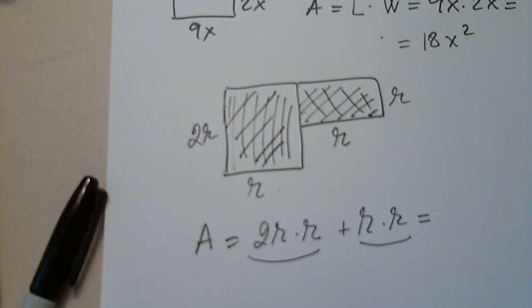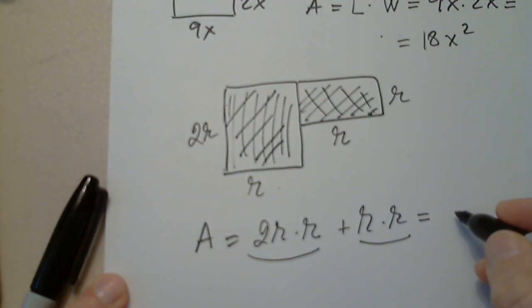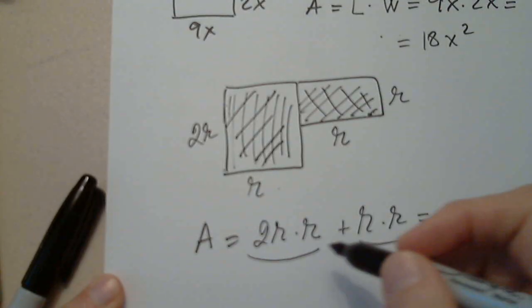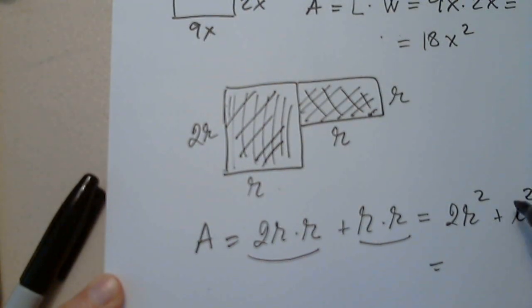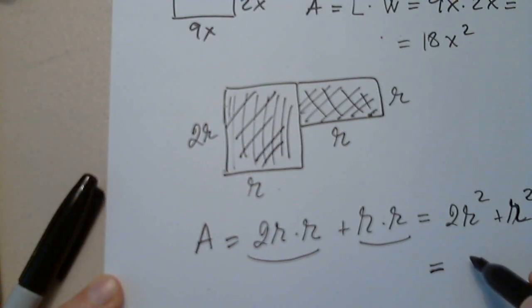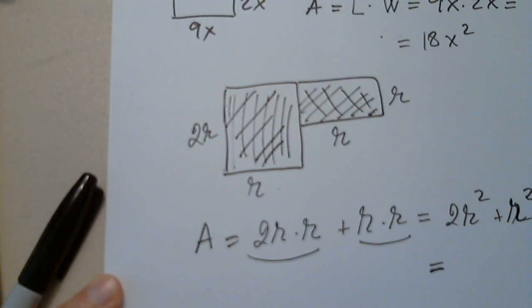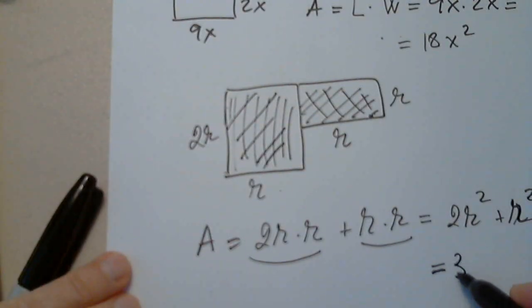How much is 2r times r? Anyone, please? 2r to the 2nd. Yes. How much is r times r? r to the 2nd. Good. Now, how much is 2 apples plus 1 apple? Because now we are adding. 2r to the 4th. We're adding. We're not multiplying. 3r to the 4th.